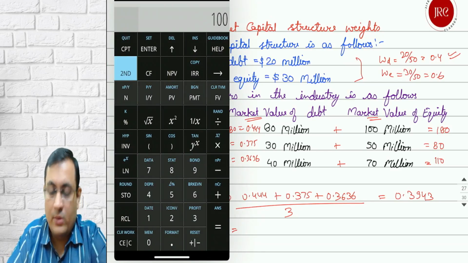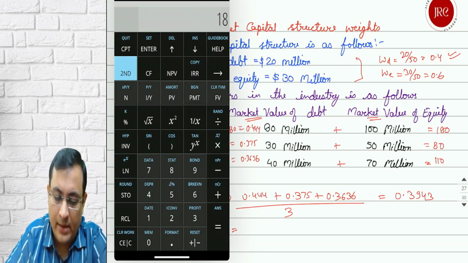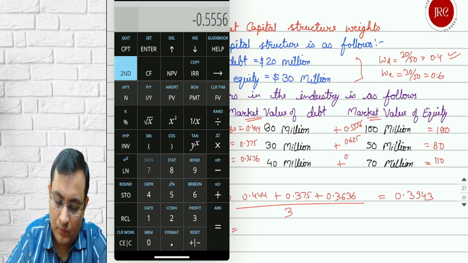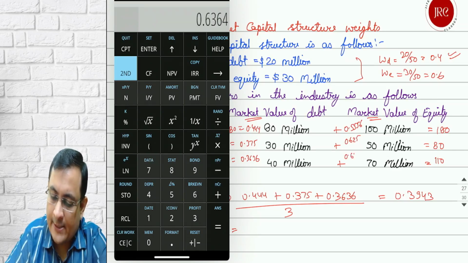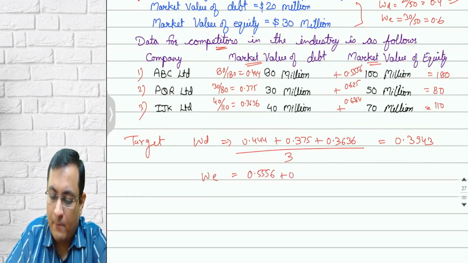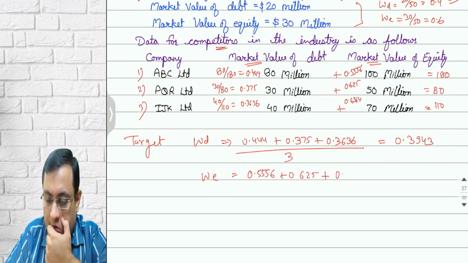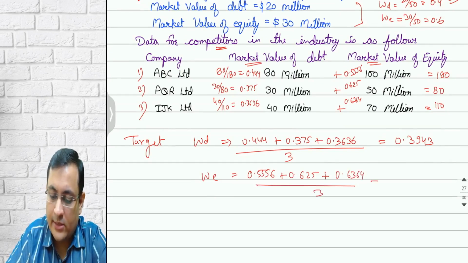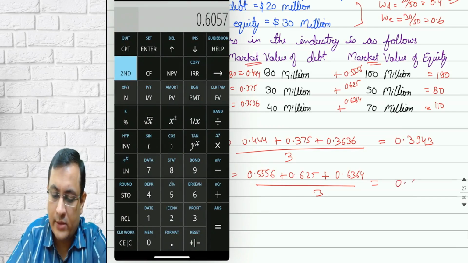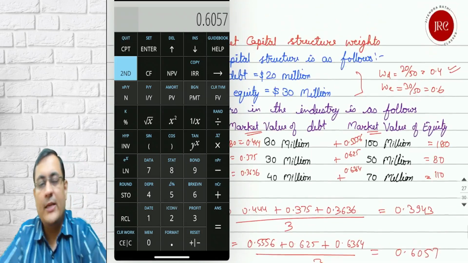Next, of course, this will be 1 minus this value, but let's check it out. Divided by 180, 0.5556. 50 by 80, 0.625. 70 by 110, 0.6364. You can average it: 0.5556, 0.625 and 0.6364 upon 3. Let's check it out. What is the value? It is equal to, of course, 0.6057, and the total should be 1. These are our target capital structure.